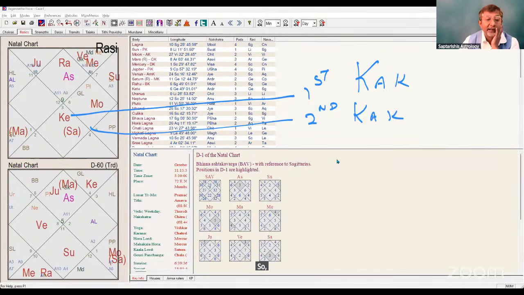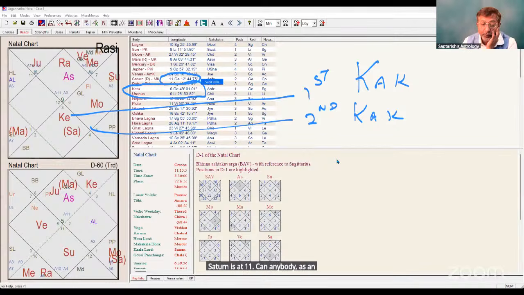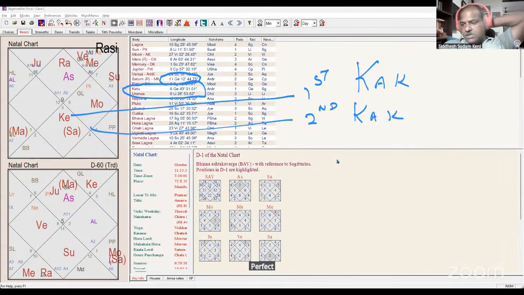So Ketu is at what degree? 6.49. Saturn is at 11. Can anybody as an exercise tell me 6.49 is which? Come on, come on, come on. Second, Jupiter. Hey, Ketu is in which Kaksha? Why Jupiter? Nobody is talking? Jupiter, sir. Jupiter's Kaksha, right?